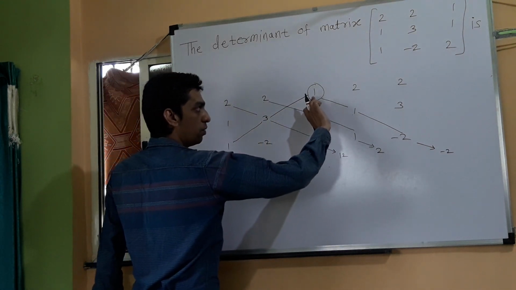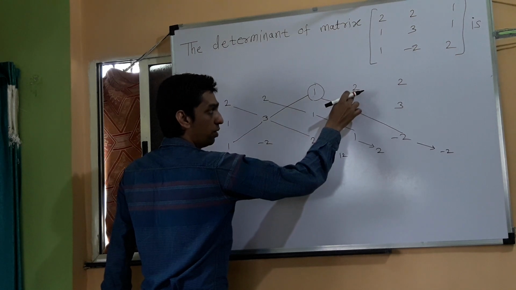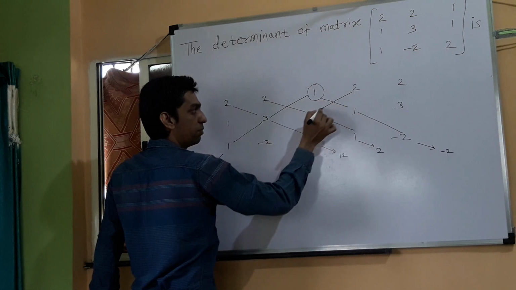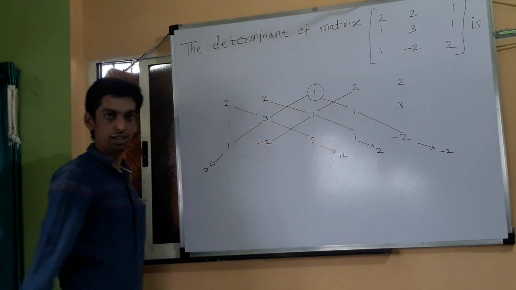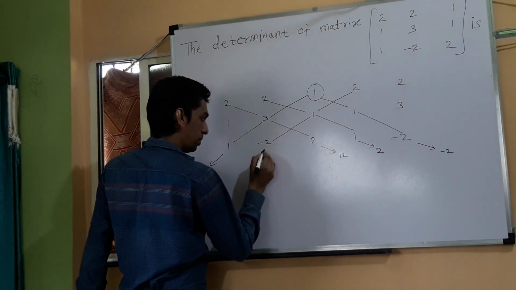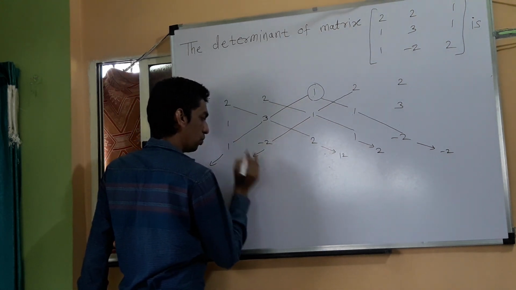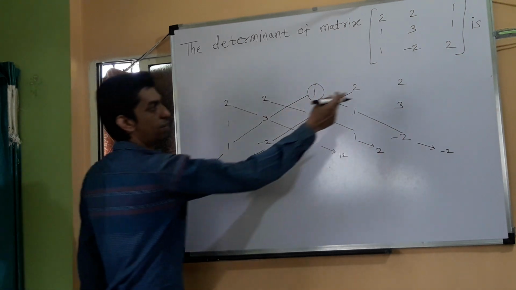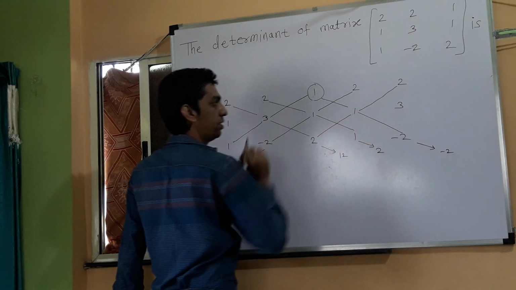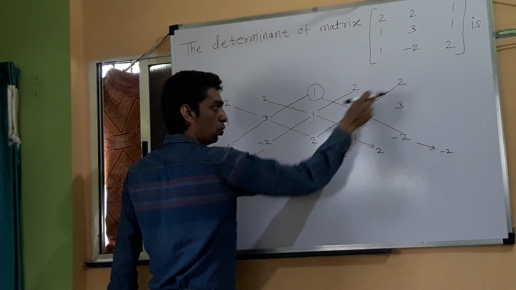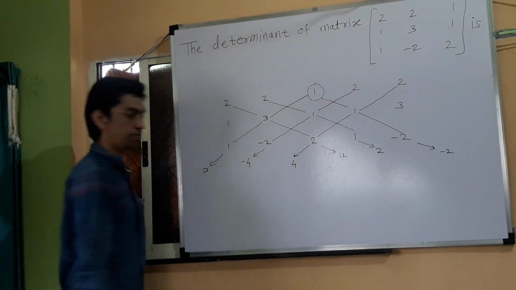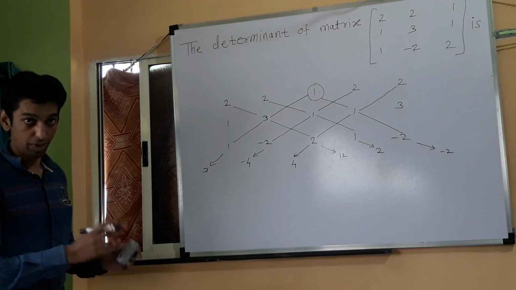Then from the right-hand side element, this 2, again we go to the left-hand side diagonally. Mark the diagonal like this, and then multiply: 2 into 1 into minus 2 is minus 4. And for the last element, 2, again mark the diagonal from this element and multiply these three elements: 2 into 1 into 2 is 4. So this is the method.